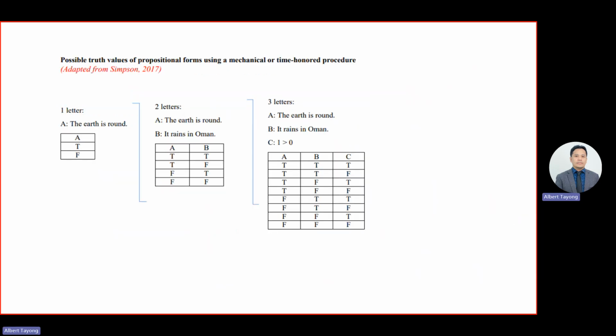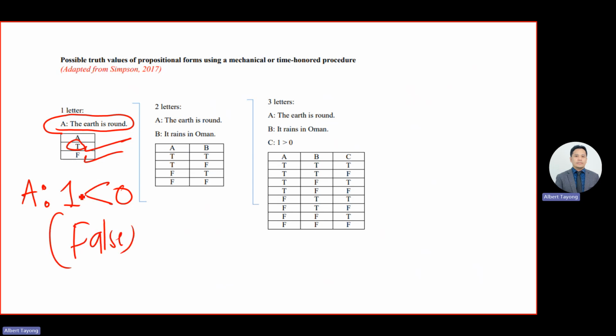So let's have some examples here. For example, our sentence is only 1. So there are 2 possible outcomes, either true or false. The earth is round. Only 1 sentence. The answer is true, but there are 2 possible outcomes. It might be true or false, because I might change A to, like, 1 is less than 0, instead of saying the earth is round. So here the answer is false. So A here could be any statement, and it can be either true or false.